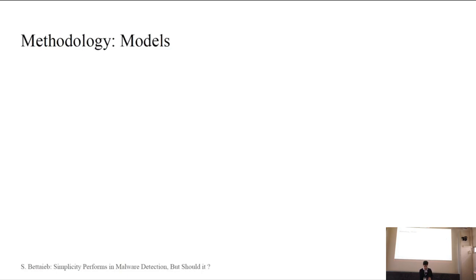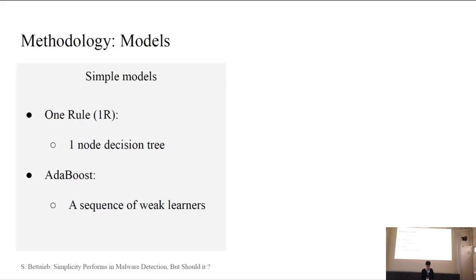Now let's move on to our models. So we use two simple models. The first one is a one-node model. It's basically a decision tree with one node that learns using one feature. And then we have the AdaBoost model, which is a sequence of weak learners.